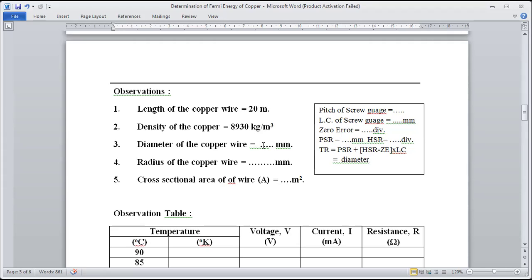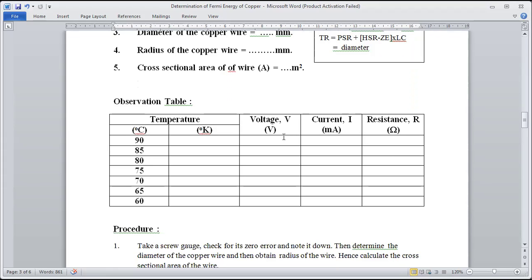Once you get the diameter of the copper wire, you divide it by 2 to get the radius. And once you have the radius, you have to calculate the cross-section area of the wire. As you know, the formula is pi r square, where r is the radius of the wire. So in this way, all these observations are made.